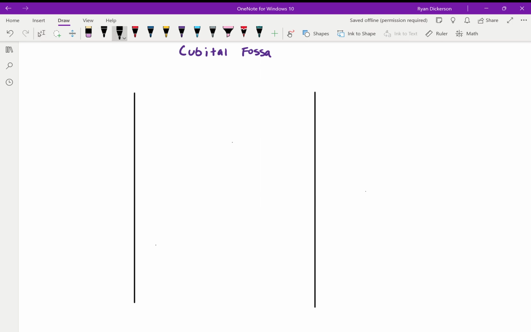In this video, we're going to talk about how we're going to draw the cubital fossa, as well as the relative relationship of structures that run through this space. So the first thing I like to do is draw a lateral epicondyle and a medial epicondyle of the humerus. So this is going to be our medial epicondyle, this is going to be our lateral epicondyle, and then I like to draw an imaginary line that extends between the two. This imaginary line is going to be the superior border of our cubital fossa.